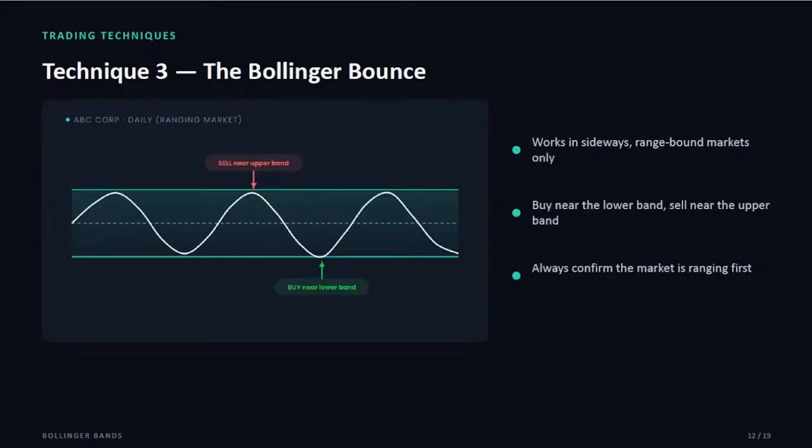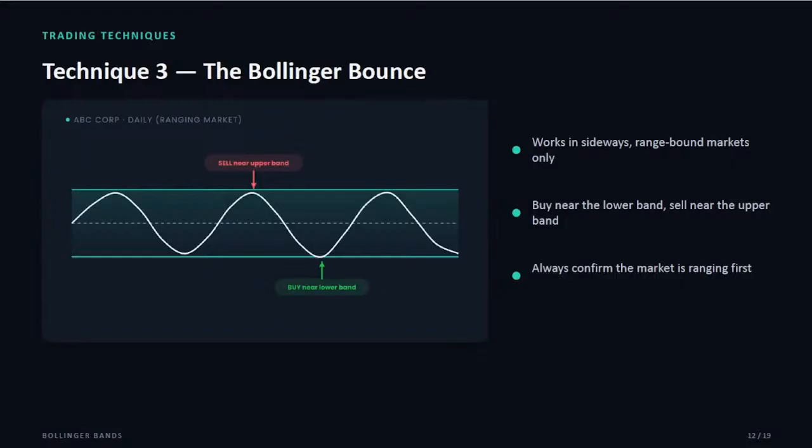Here's the technique. When a market is clearly ranging, with no strong trend and bands relatively stable rather than steadily expanding in one direction, traders will look to buy as price approaches the lower band, targeting a move back toward the middle band or even the upper band, and they'll look to sell or take profit on a long position as price approaches the upper band.